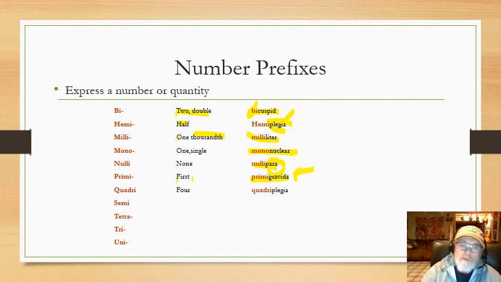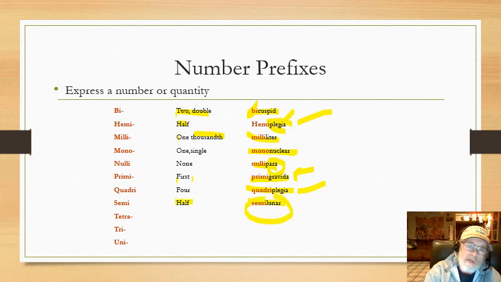Quadri we know means four. Quadriplegia. Well, plegia we talked about means paralysis. Now, quadriplegia is someone who would be paralyzed in all four extremities, okay? Semi, also something that means half. Now, I hate this word right here, semilunar. Semi also means half, just like hemi. Semilunar valves are basically, lunar means moon.